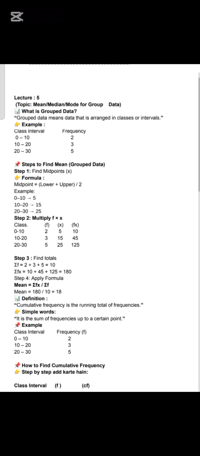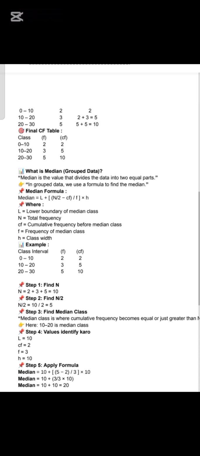Now how to find cumulative frequency step by step. Now we can see the class intervals and frequencies, and we are finding the cumulative frequency. The first one is the same as it is, you can see 2, and our next cumulative frequency is 2 plus 3 is equal to 5, and the next one is 5 plus 5 is equal to 10. Our final CF table is given here with classes, frequencies, and cumulative frequencies.